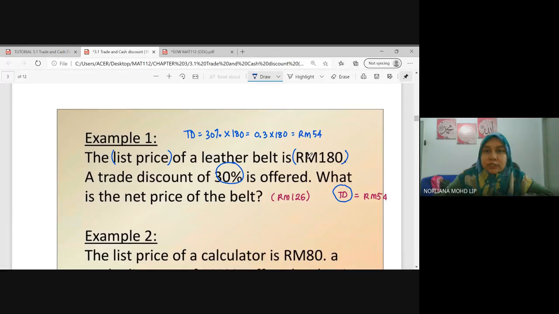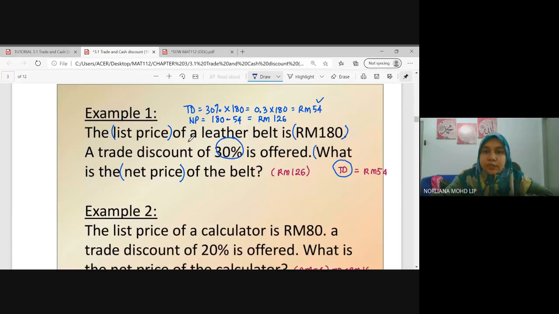Okay, the question is, what is the net price of a belt? The net price is the price after deducting a trade discount. So we know the list price is RM180, minus the amount of discount, 54 ringgit. So we get the amount of net price is 126. Okay, boleh. So, RM126 lah. So, the net price ni harga yang perlu dibayar, selepas tolak diskaun 30%.